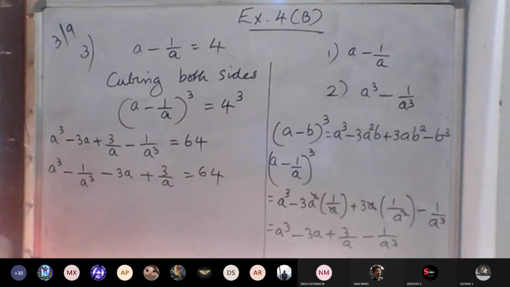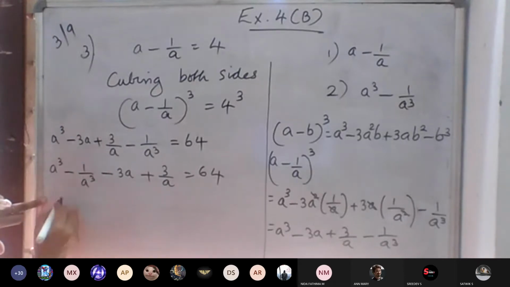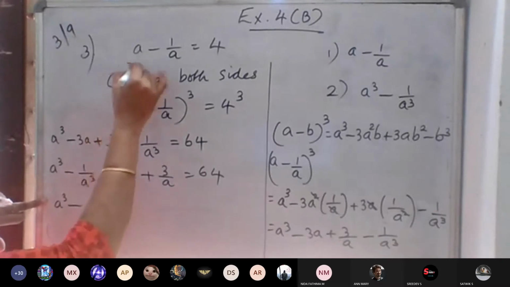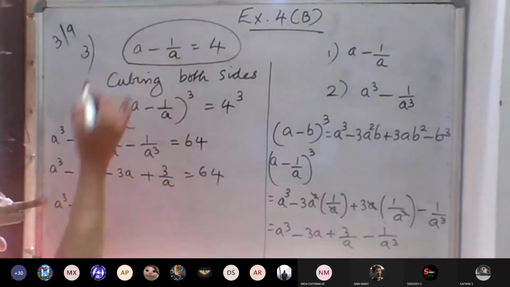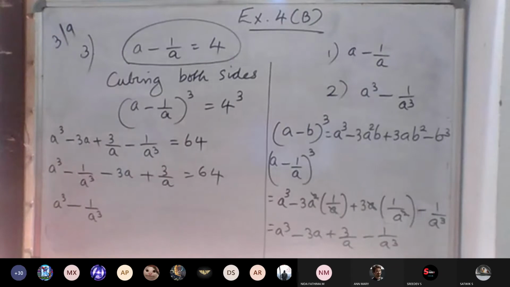Up to this completed? Then listen to me. Don't write anything. We need A cube minus 1 by A cube. Listen to me properly, A cube minus 1 by A cube we need. Then look at our question. What we started with was A minus 1 by A. If we have A minus 1 by A, that value we can substitute as 4, no?